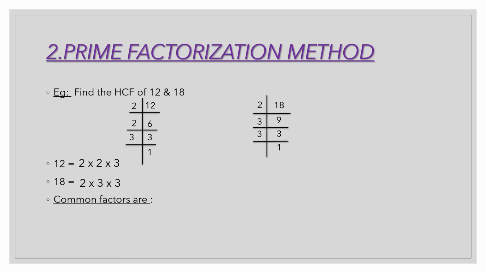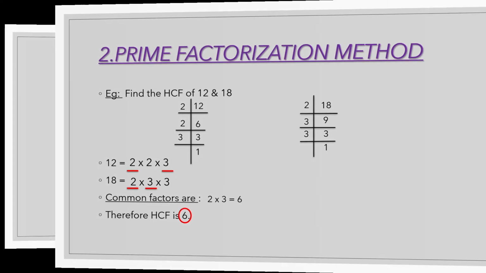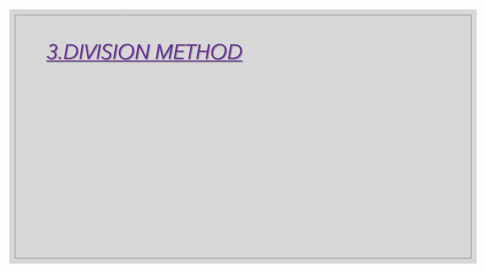So what are the common factors here? Here in both cases 2 is common and 3 is also common. So 2 into 3 is common. So you will get 2 into 3, that is 6. Therefore HCF is 6. Now we'll see the next method, that is division method.